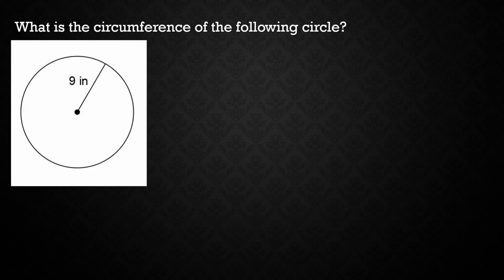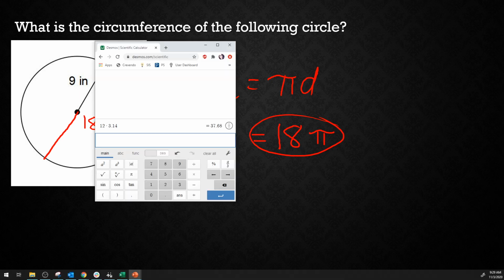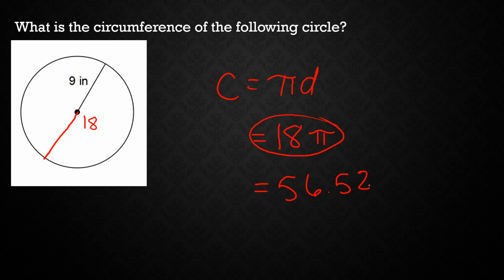Now here is where we have to make sure that we're looking at our diagrams carefully, because if I notice here, this circle is given to me the radius. And when I look at my formula, I need to have my diameter. So I need to take this 9 and double it to go all the way across. 9 times 2 is 18. So here my diameter is going to be 18. So 18 pi is my circumference, or again, I'm going to multiply it by 3.14. So 18 times 3.14 gives me 56.52. So again, both of those are accurate answers for my circumference.